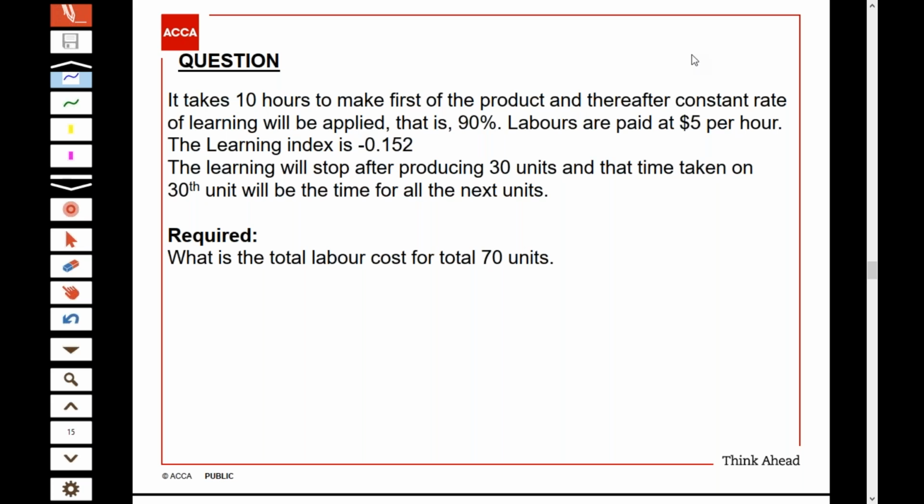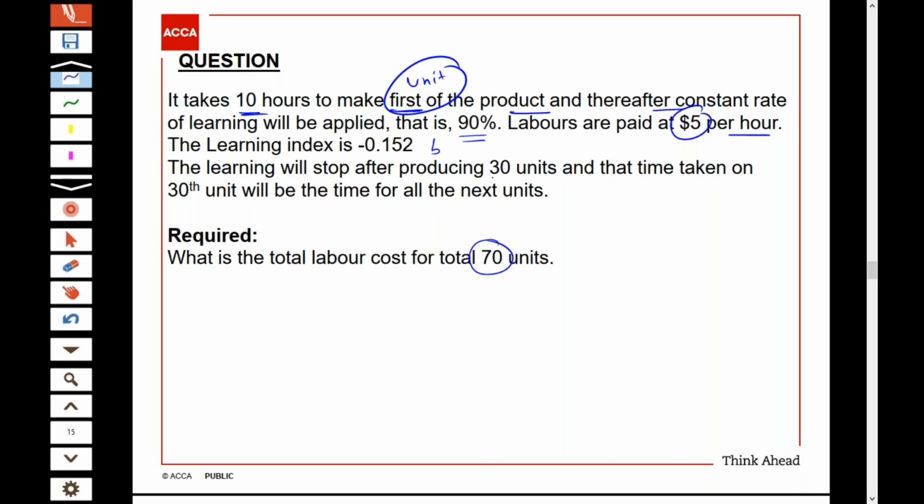Okay, now students, I am reading this question. See what is the requirement here. What is the total labor cost for 70 units? Now it takes 10 hours to make the first unit of the product, and thereafter a constant rate of learning will be applied, that is 90%. So you can say that time is reducing by 10 percentage. Labors are being paid at $5 per hour. The learning index, which is B, is 0.152.